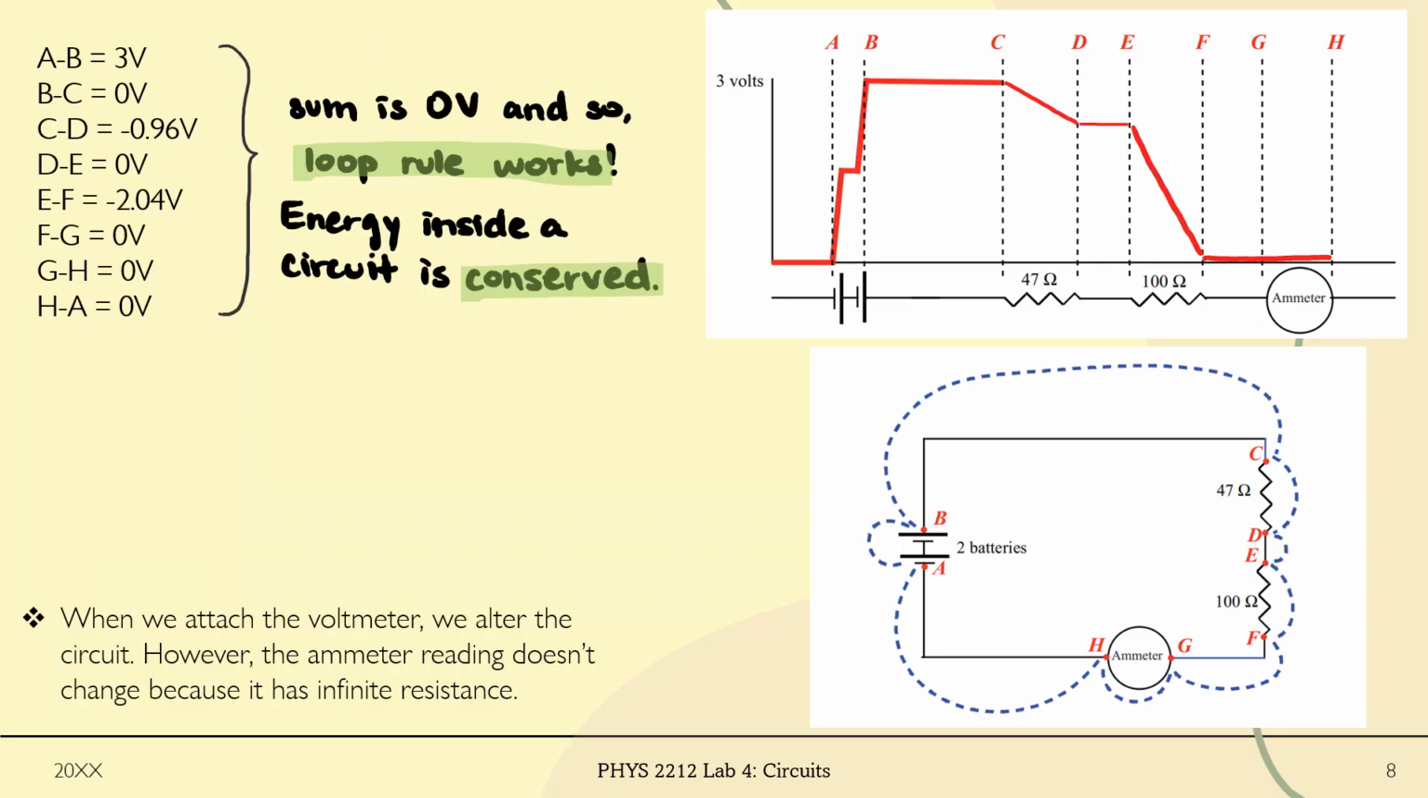Then we proved the loop rule correct because after graphing the potential differences across the circuit, we found that they summed up to 0 volts, meaning that the circuit is conserved, and when we attach the voltmeter, we alter the circuit. However, the ammeter reading doesn't change because it has infinite resistance.